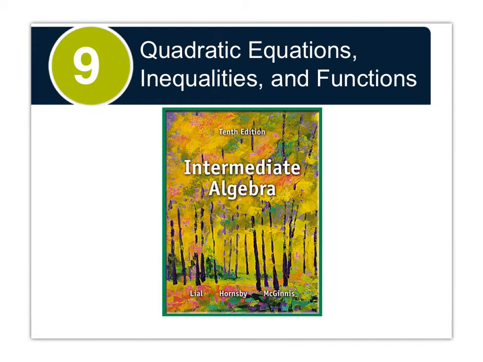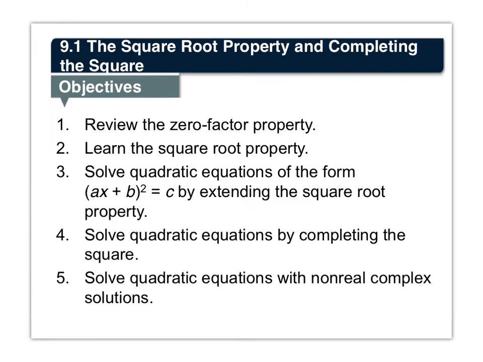Let's begin our final chapter of Intermediate Algebra, Chapter 9, Quadratic Equations, Inequalities, and Functions. In Section 9.1, we're using the square root property and completing the square.